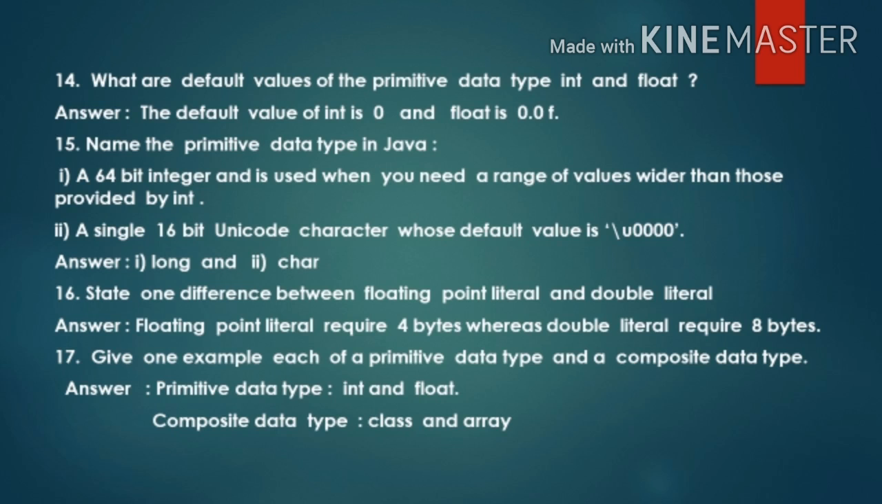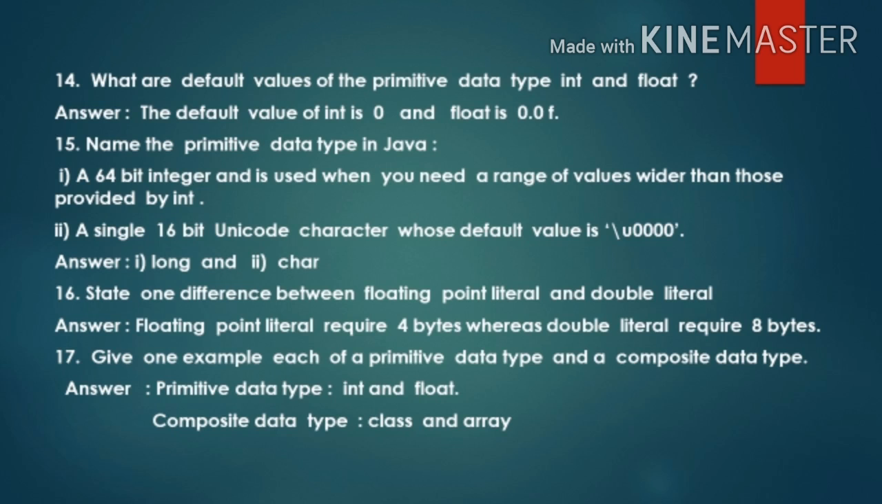Number 15. Name the primitive data type in Java. Roman 1 is a 64-bit integer and used when you need a range of values wider than those provided by int. Number 2. A single 16-bit Unicode character whose default value is within single quotes \u0000 close the single quotes. The answer is Roman 1, that is long data type, and number 2 is char data type.